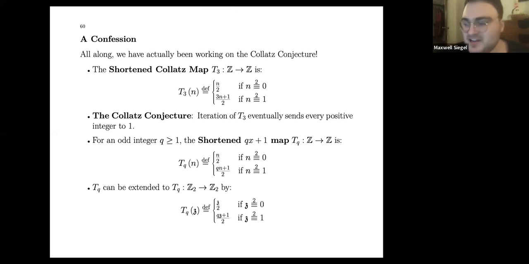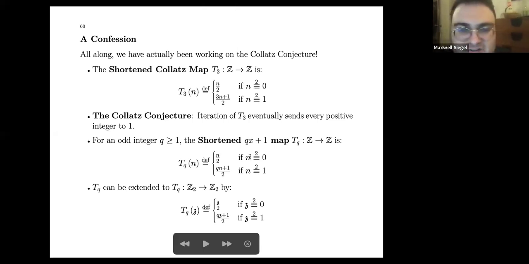So now I have to make a confession. This is the part of the talk where I have to apologize for having hidden a gigantic ulterior motive from everyone. Namely, everything we've discussed so far has been in service of my full frontal assault on the infamous Collatz conjecture, also known as the 3n plus 1 problem. For the 0.01% of you that haven't heard of it, in terms of the shortened Collatz map T_3, this is the conjecture that T_3 eventually iterates every positive integer to 1.